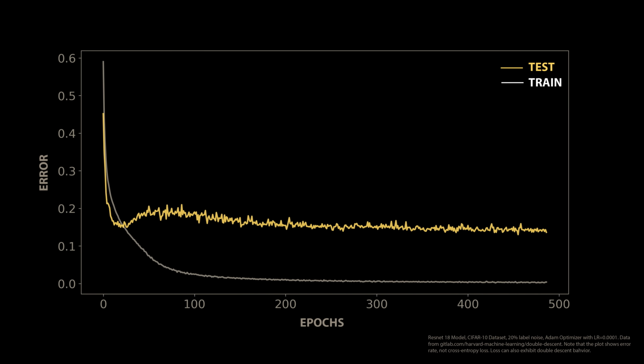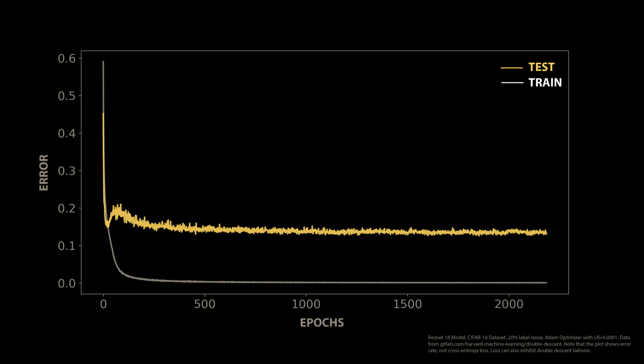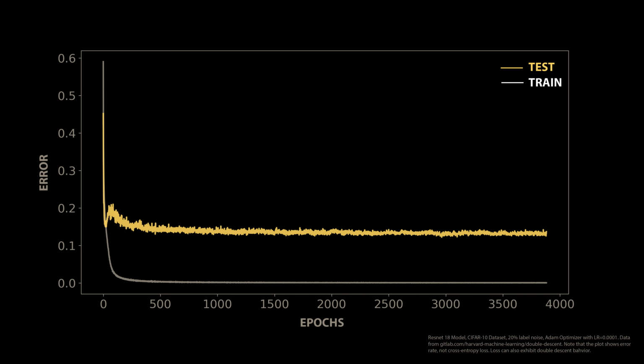But what the Harvard team found, remarkably, was that for certain models and datasets, if you just kept training the model, the testing error would follow a double descent behavior, coming back down, in some cases to an even lower value.